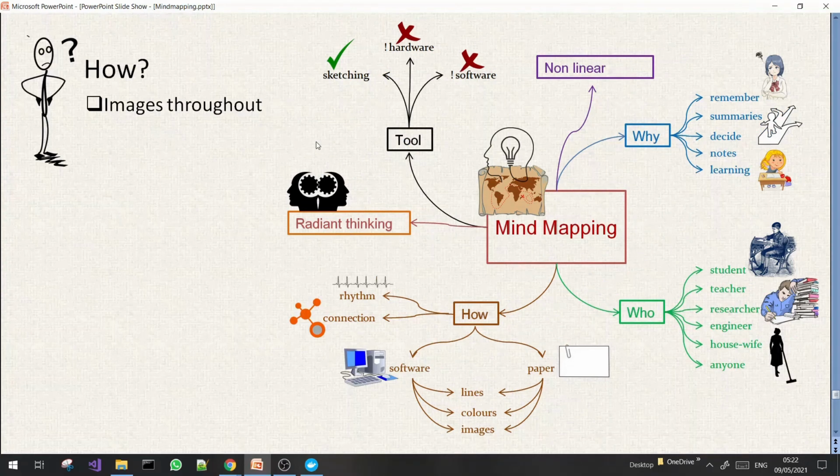Now let's talk about next guideline, which says we should use images throughout the mind map. Images make mind mapping more readable. For example, why we need mind mapping? To remember something, to decide something, to learn something. Who should use mind mapping? Student, researcher, housewife, and so on. How to draw mind mapping? On the paper, on software, and so on. So actually images improve mind mapping readability, plus it makes mind map full of life. That's why we should use images as much as possible.